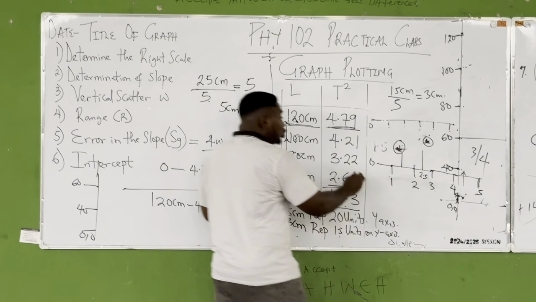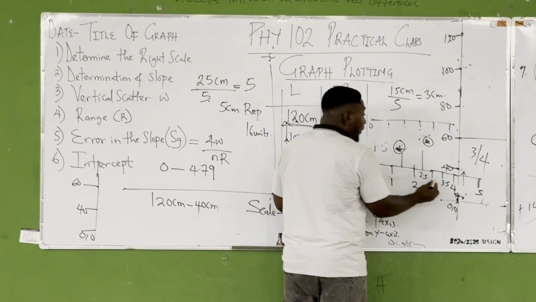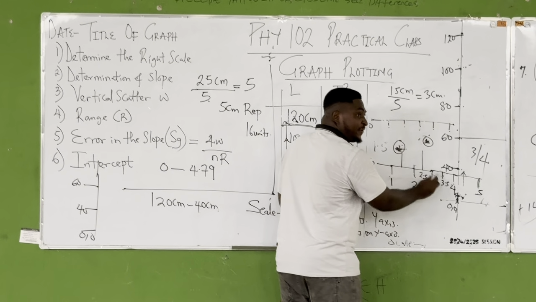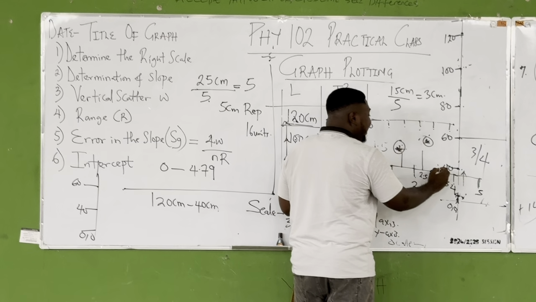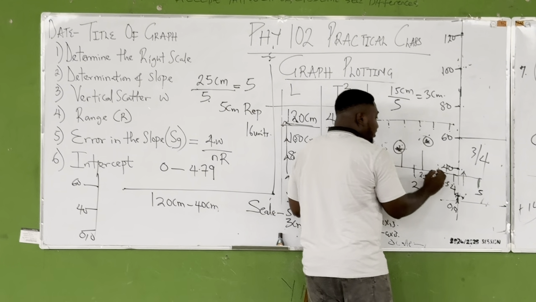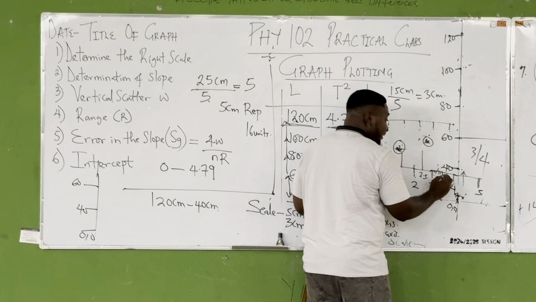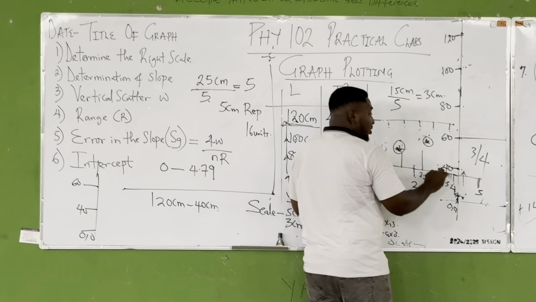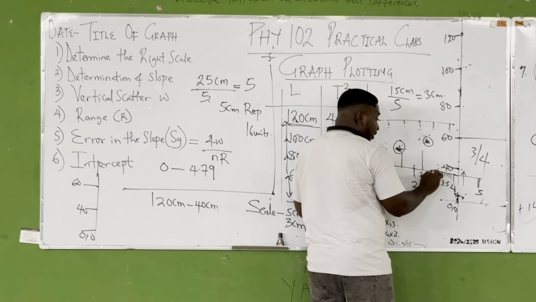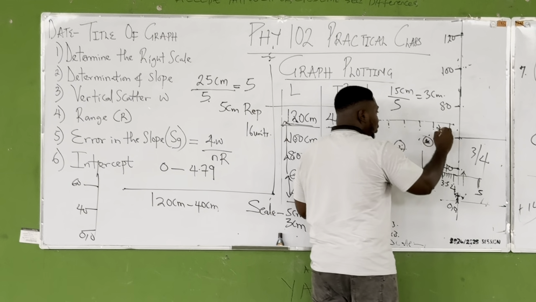2.65. 3.22 must be between 3 and 4. Between 3 and 4 is 3.5. 3.22 must fall before 3.5. Do you agree? 3.2 is before 3.5. So it must fall somewhere around 3.2. If this is 3, then 3.1, 3.2, 3.3, 3.4, then 3.5, 3.6, 3.7, 3.8, 3.9, then 4. So 3.0, 3.1, 3.2, 3.22 must be somewhere here.